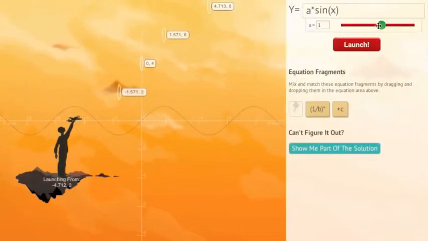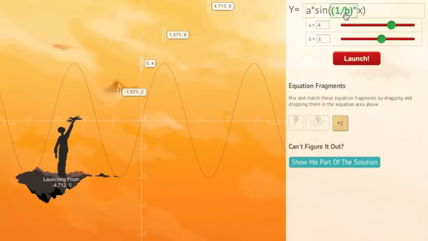XYFlyer isn't limited to just linear equations though. You can use it to explore parabolas, sine waves, logarithmic curves, etc. Really, any type of equation that a teacher would want to explore can be modeled in XYFlyer.